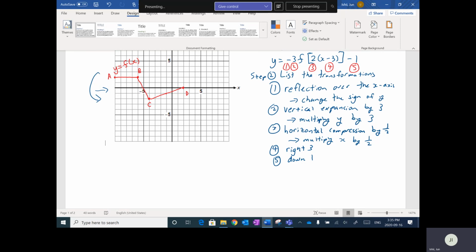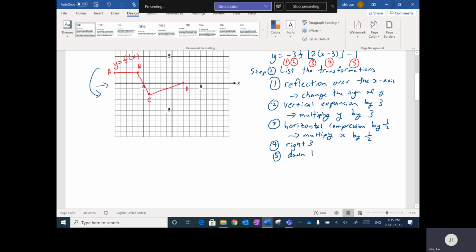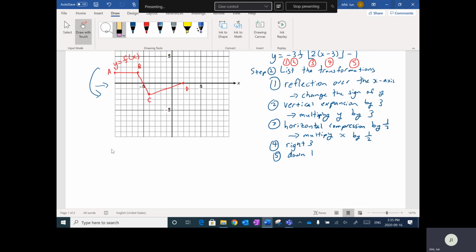Now, the key thing with combined transformations, as a rule, and this is an important rule, is you're going to do reflections and stretches. Then you're going to do your shifts or translations. So always reflections and stretches first, and then your shifts or your translations. Maybe in brackets here I'll write shifts.